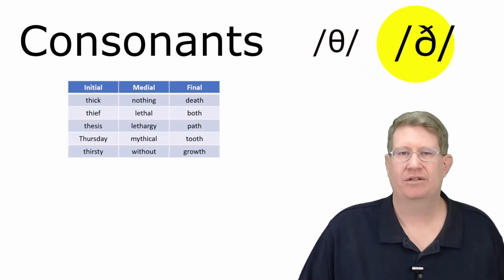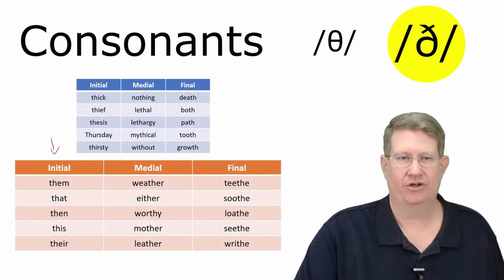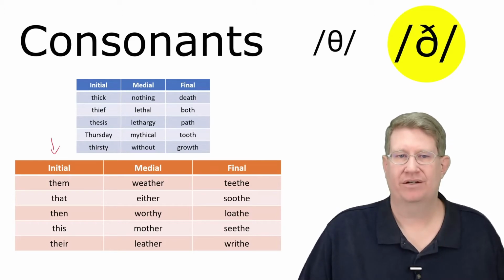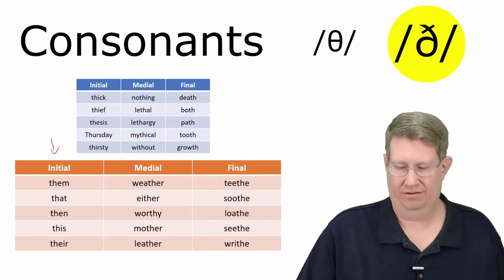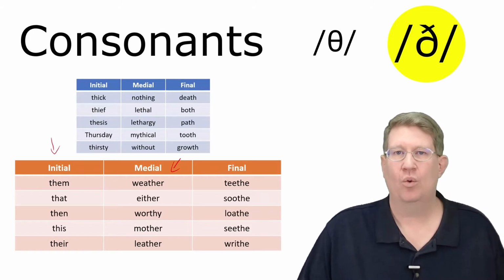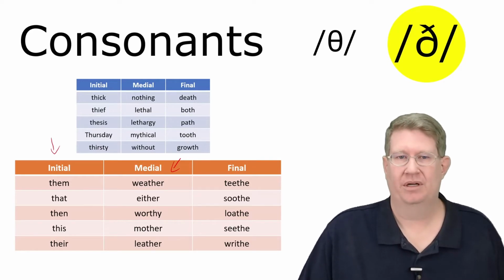Okay, now let's look at some words with th. Start in word initial position: them, that, then, this, there. Now in word medial position: whether, either, or either. You can pronounce it both ways.